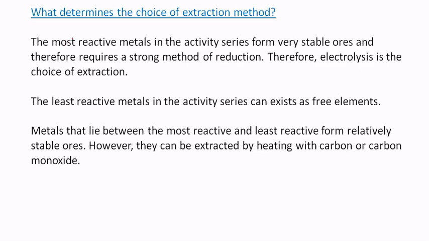So let's go back to what we were saying. What determines the choice of extraction? The most reactive metals in the reactivity series form very stable ores, and therefore require a strong method of reduction. Therefore, electrolysis is the choice of extraction. The least reactive metals in the reactivity series can exist as free elements, for example, gold. And metals that lie between the most reactive and the least reactive form relatively stable ores. However, they can be extracted by heating with carbon or carbon monoxide.